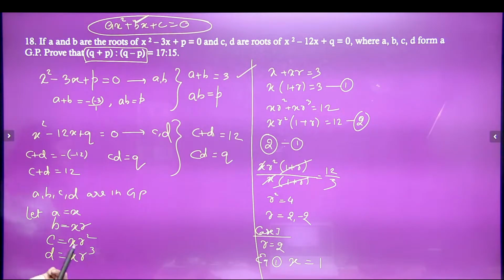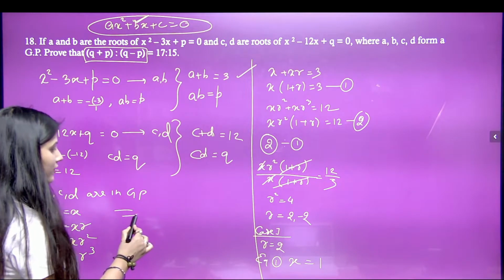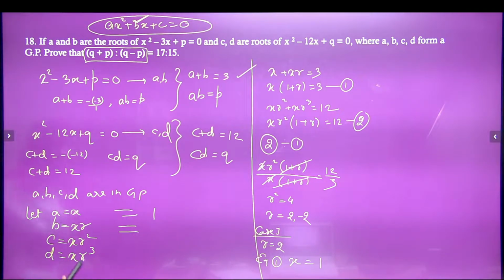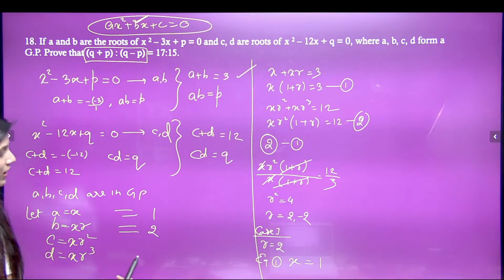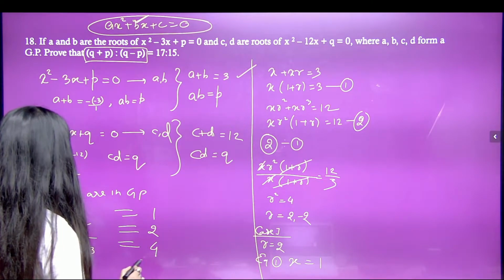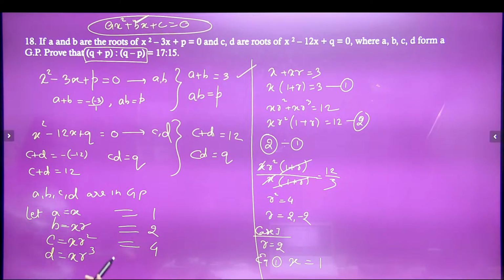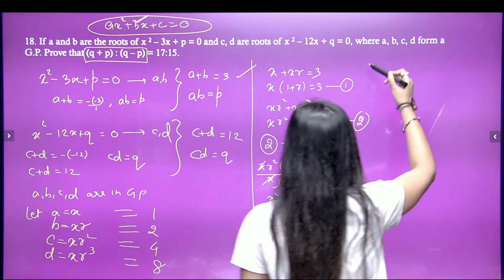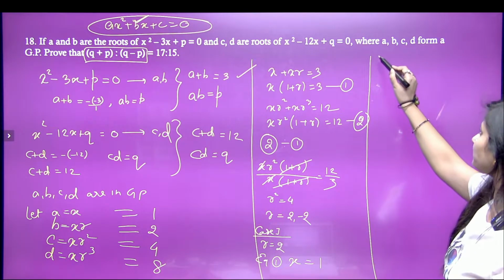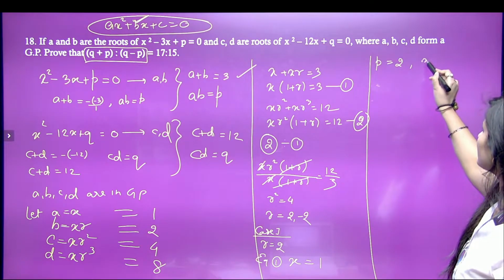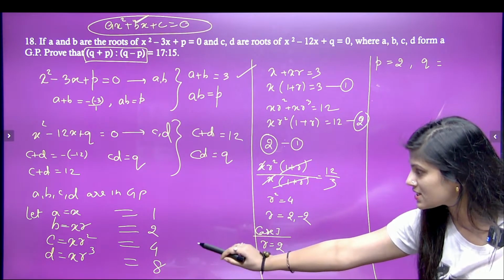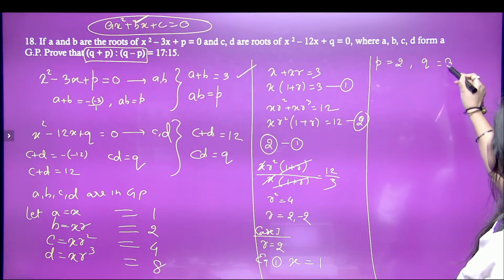Now can we find the value of a, b, c, d? Yes, the value of a will be x, the value of b will be x into r, that is 2, then x into r square, 1 into 2 square, that is 4, and x into r cube, 1 into 2 cube, that is 8. So I know the value of a, b, c, d now. Now what we need to find is p and q. What is p? P is nothing but a into b, that is 2, and q is equal to c into d, that is 4 into 8, 32.